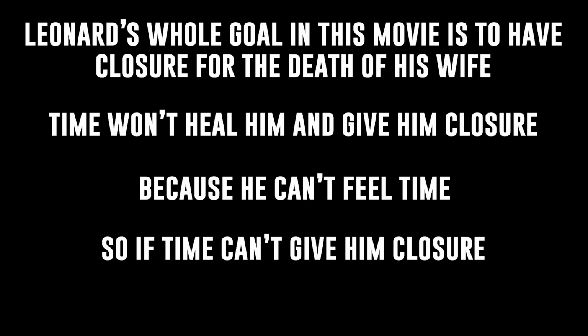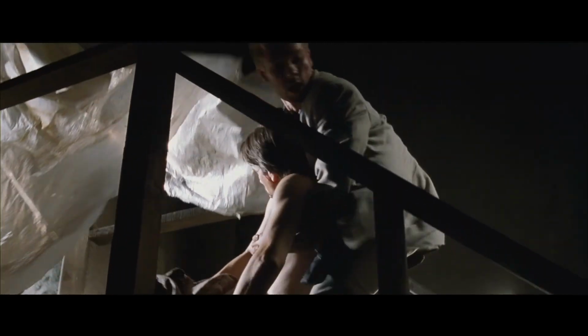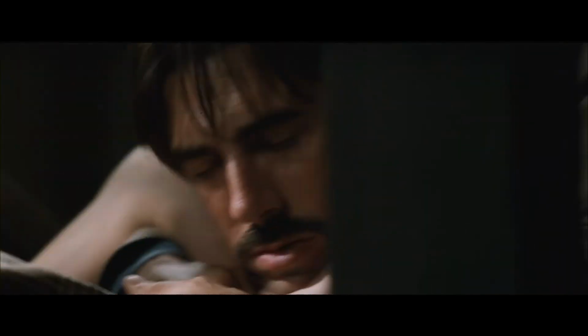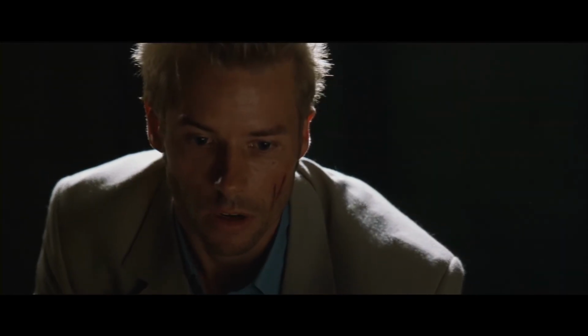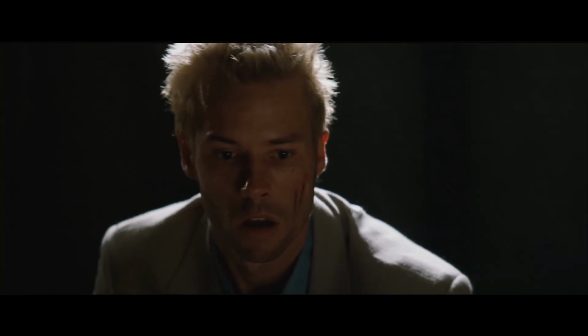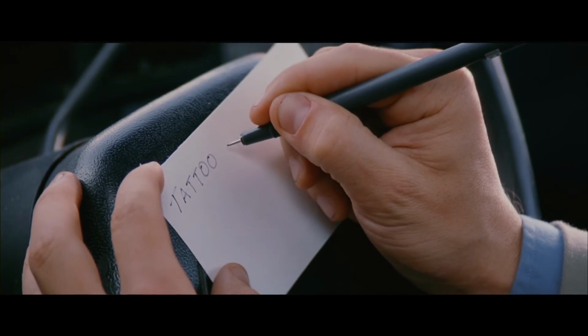Time won't heal him and give him closure because he can't feel time. So if time can't give him closure, Leonard resorts to revenge. But every time Leonard kills a John G, he forgets that he got revenge, so he can't even have closure that way. So literally, the only thing that Leonard can do that will give him the will to continue to live is keep chasing John G after John G after John G.